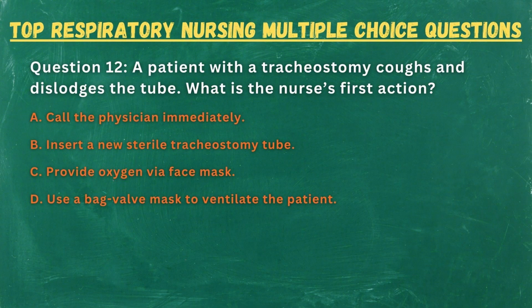Question 12. A patient with a tracheostomy coughs and dislodges the tube. What is the nurse's first action? A. Call the physician immediately. B. Insert a new sterile tracheostomy tube. C. Provide oxygen via face mask. D. Use a bag valve mask to ventilate the patient.